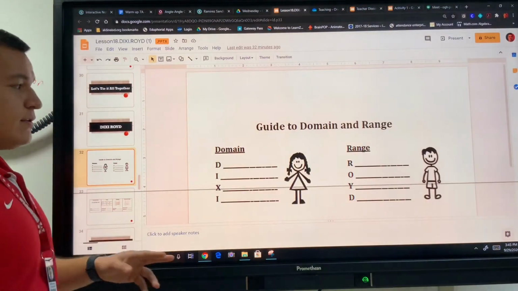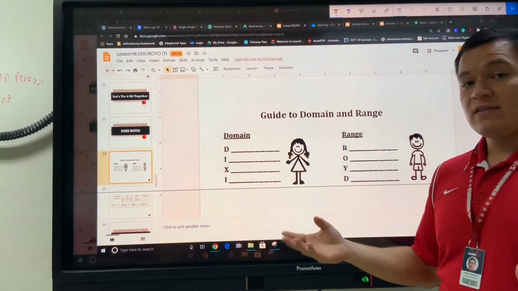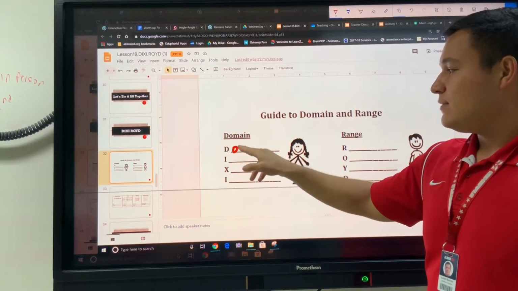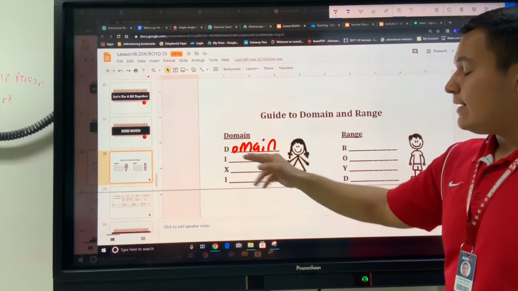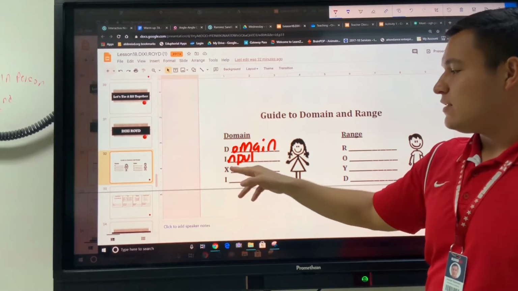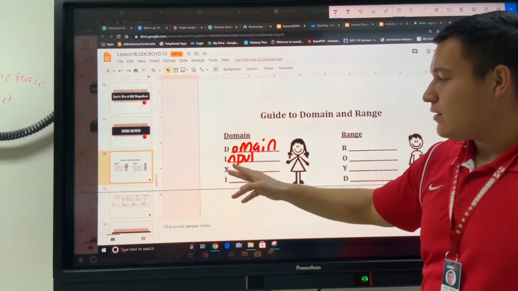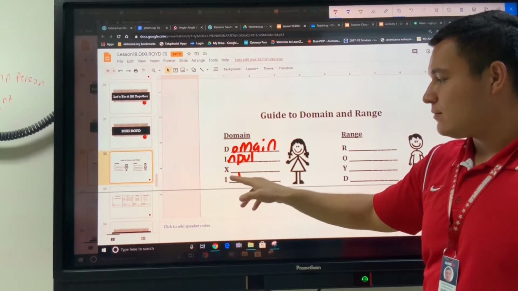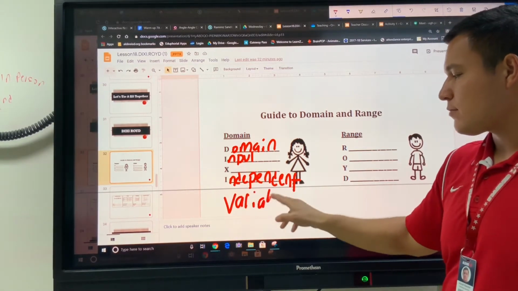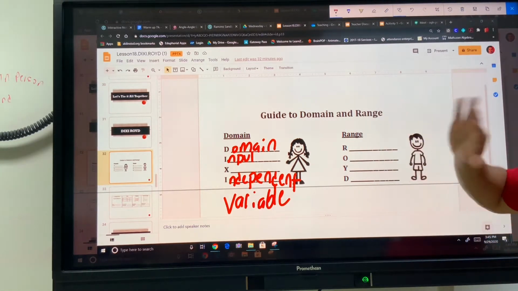There are lots of words that mean the same thing in math. This is just going to summarize some of the things that mean the same thing. Some things that mean the same thing is domain is the same thing as the input, which is the same thing as X. And all of these three things are the same thing as the independent variable.